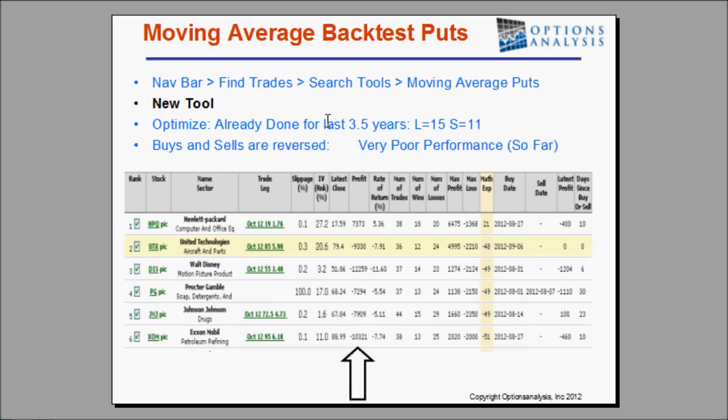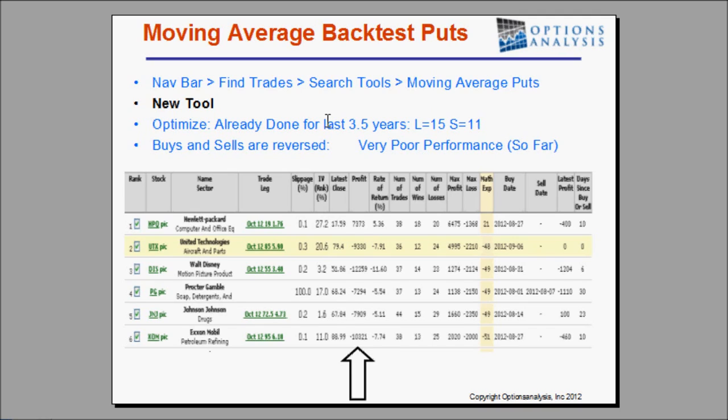Well, over the time period that we tested moving averages for puts, the performance is very poor. In fact, in the 30 Dow stocks, there's only one stock, Hewlett-Packard, that has a positive mathematical expectation for moving average put trading. That also happens to be the stock that's performed the worst inside the Dow Jones 30. So if stocks are moving up or moving sideways and are not moving down, moving average puts does not work very well.